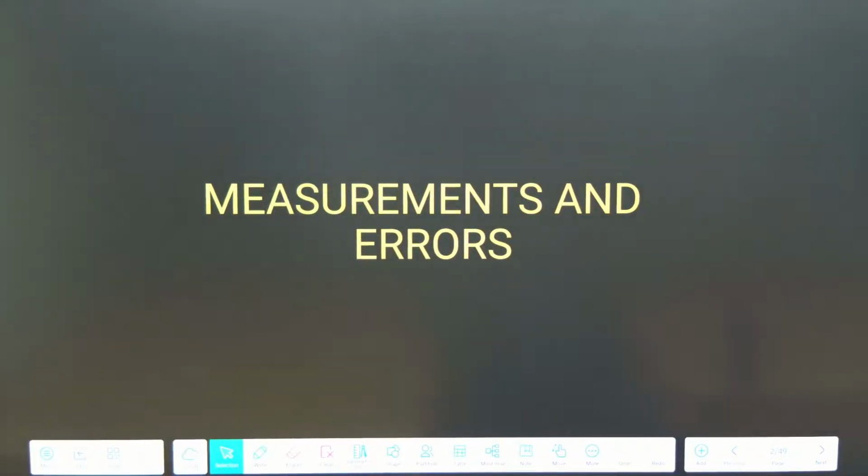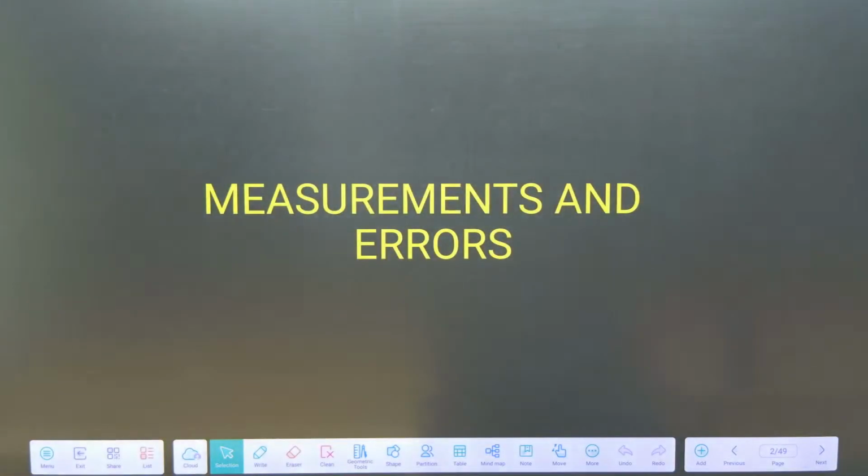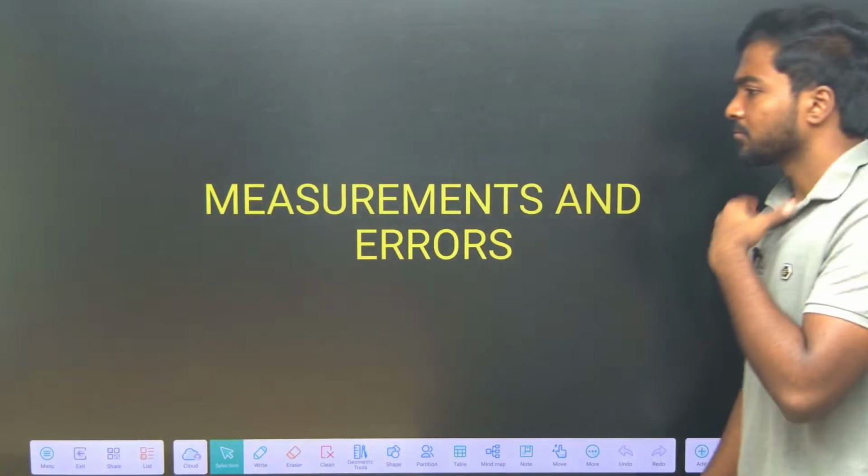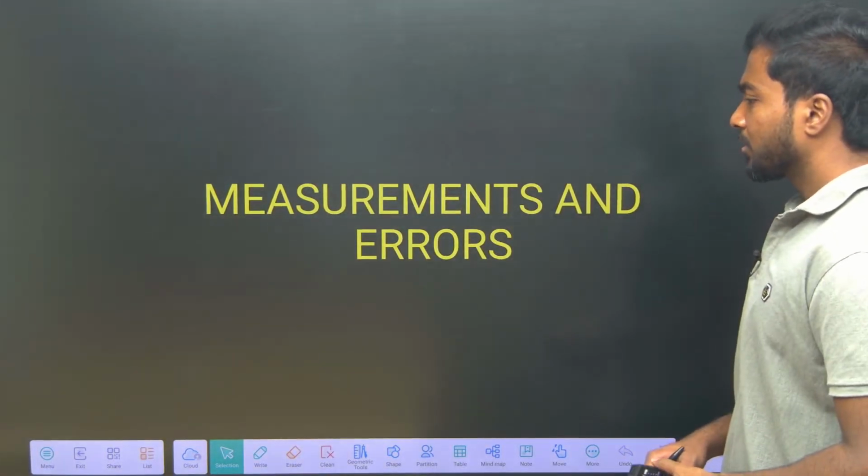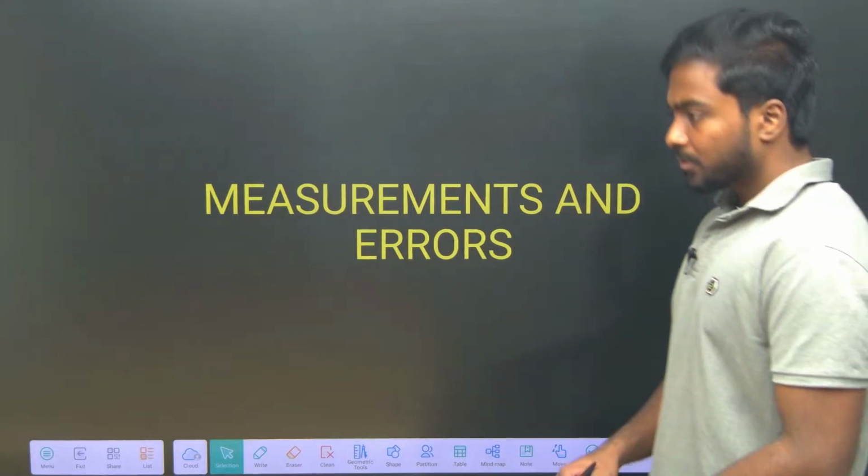Okay, I'll increase the brightness. I guess now it's visible. Wait, no.